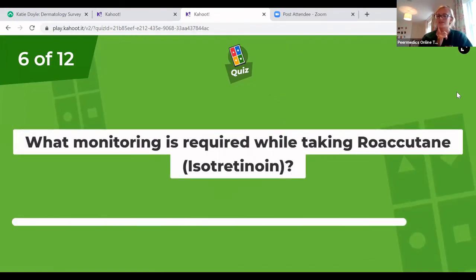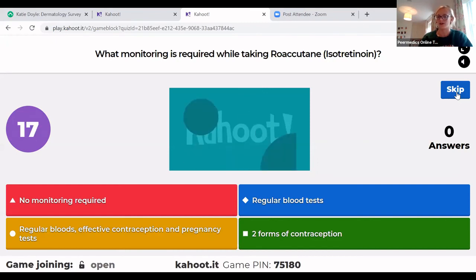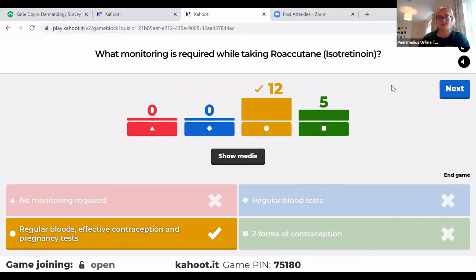Okay, so while you're taking Roaccutane, isotretinoin, this is the one for acne vulgaris, what do we need? Yeah, well done. So yes, you need two forms of contraception. That's right. You also need regular bloods. Sorry, I technically didn't mention that. It can cause hyperlipidemia, so you do LFTs and lipids before, and I think at 3 months and 12 months into therapy, and a full blood count. But the most important thing to note is two forms of contraception ideally, and pregnancy tests.